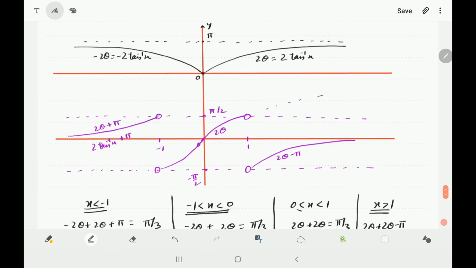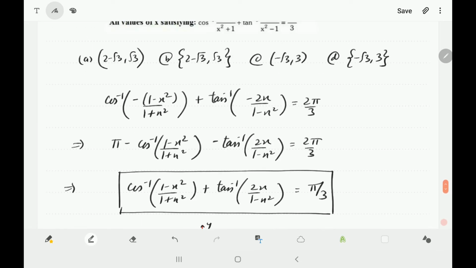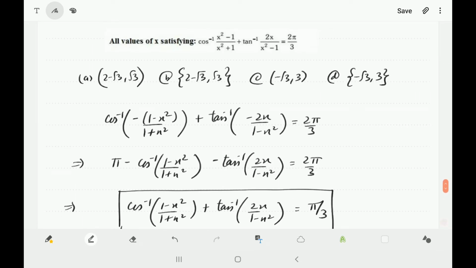So the answer for this problem is two values of x. One is 2 minus root 3 and the other is root 3. So option A is false, because it is writing the answer as 2 minus root 3 to 3. It means it is taking all the values from 2 minus root 3 to 3 in between also. Okay, so the correct answer for this problem is option B. I hope it is clear.